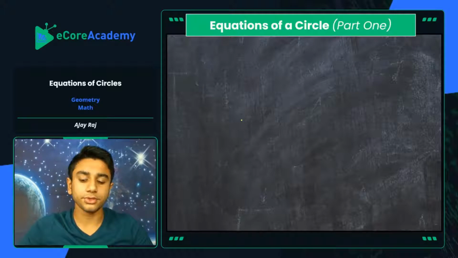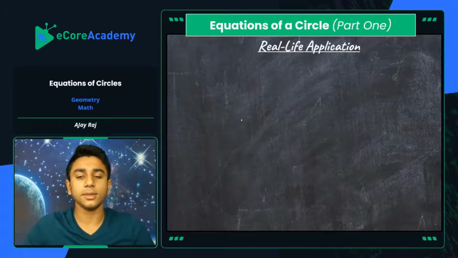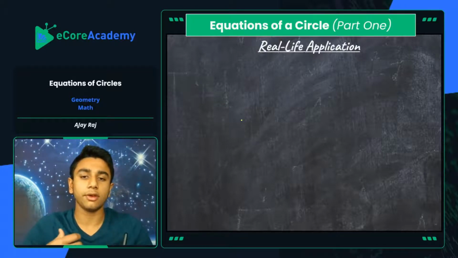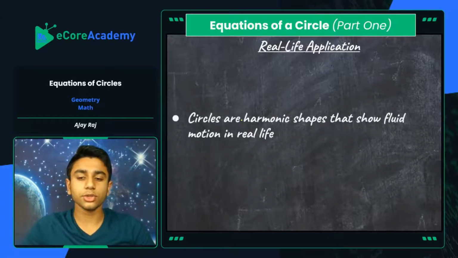So equations of a circle, part 1. Let's look at the real-life application of circles. So we know that circles are existent shapes, but let's look at why they're actually important and how equations are actually very important in representing them in real-life scales and in real-life situations. So circles are harmonic shapes that show fluid motion in real life. That's basically the overall consensus.